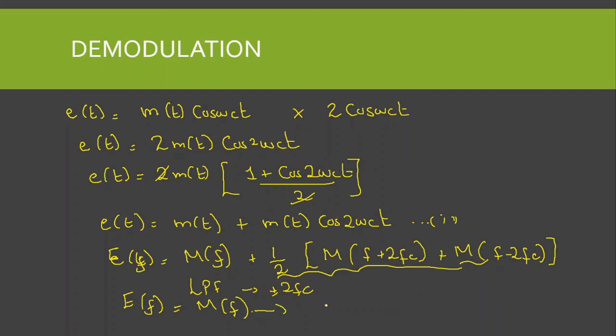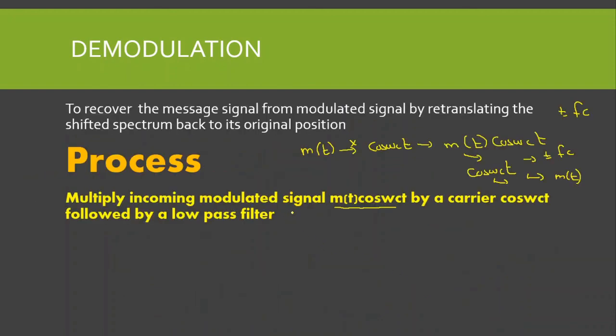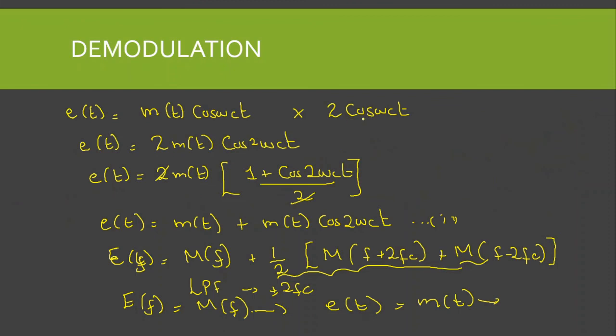Now I am going to take the inverse Fourier transform. So e of t is equal to m of t, which is our original signal. So in the demodulation process, we recover the original signal from the modulated signal. If you can see over here, I have mentioned the process: multiply the incoming modulated wave signal, which is m of t cosine omega ct, by a carrier cosine omega ct. Here I have multiplied by a carrier cosine omega ct, and to have the magnitude equal to the original signal, I have multiplied with 2.